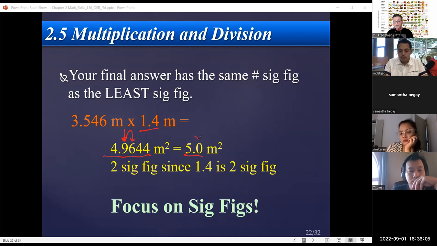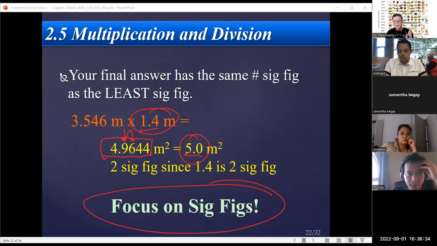This number is not more accurate than the least accurate number that you use in the mathematics here. Yes, the number here has a lot more decimal places, but that doesn't make it correct, because you're limited by your least accurate number, which is the 1.4. All right, so multiply, divide, focus on the sig figs. Add and subtract, focus on decimal places.